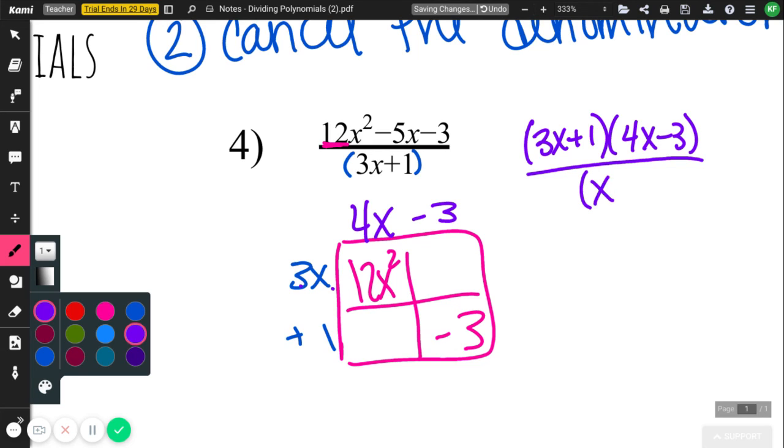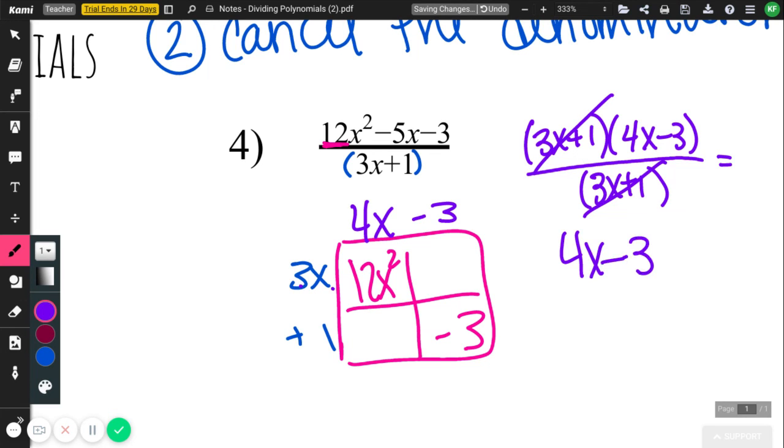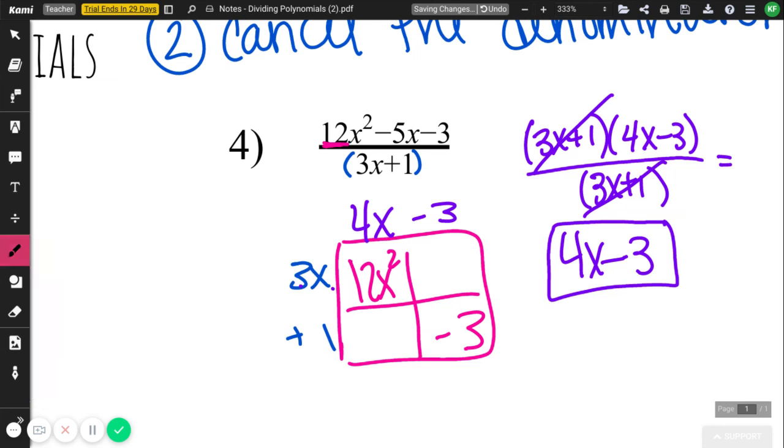And I'm going to divide it by 3x plus 1. So that means the 3x plus 1's cancel out, and that leaves me with 4x minus 3 as my answer. So some things you should notice and pay attention to. Your answer is going to be a binomial. It's going to be the factor that didn't cancel out when you do your simplifying.